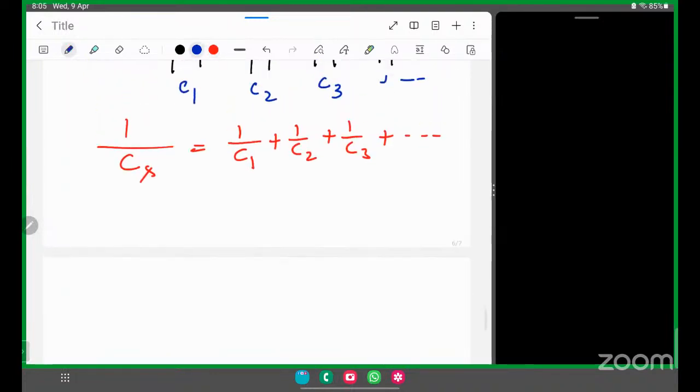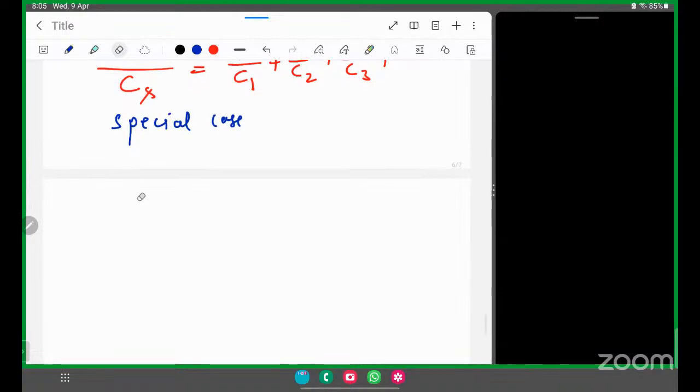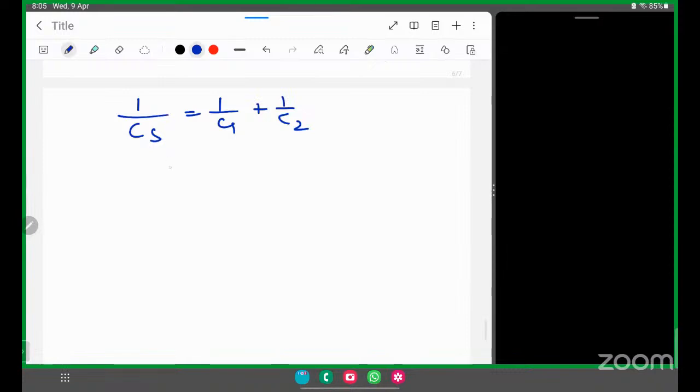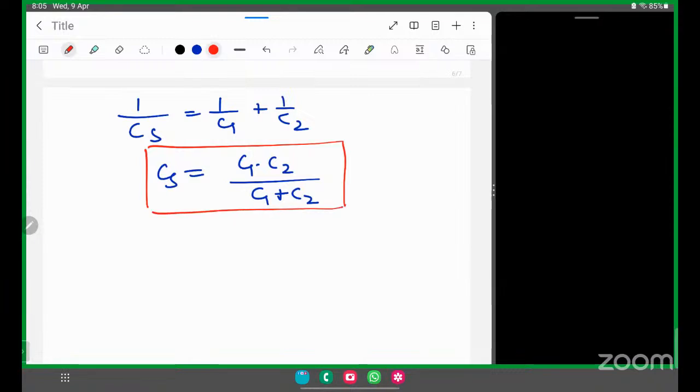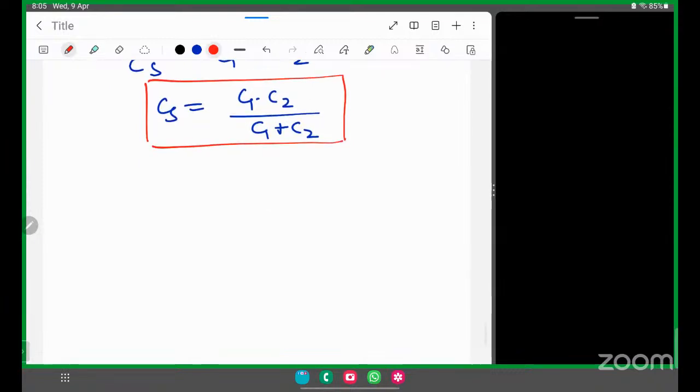Now if you take two capacitors only, special case for two capacitors, let's say we have only C1 and C2. So the resultant will be 1 upon Cs equals to 1 upon C1 plus 1 upon C2, and on solving it you will get Cs equals to C1 multiply C2 upon C1 plus C2. This relation can be used directly as a formula for two capacitors in series combination.